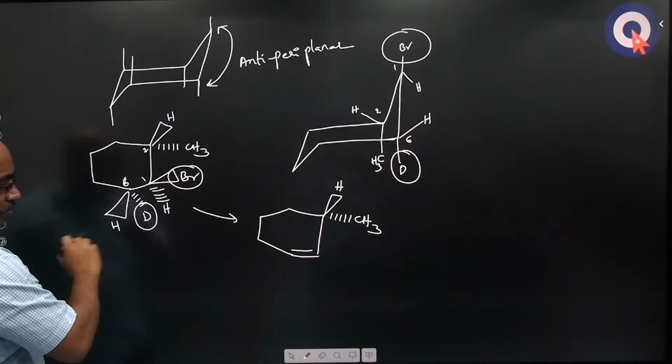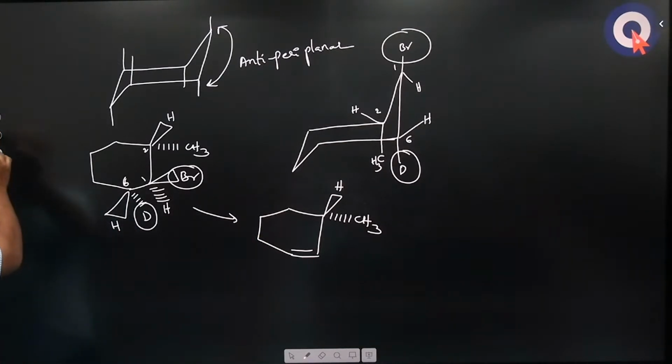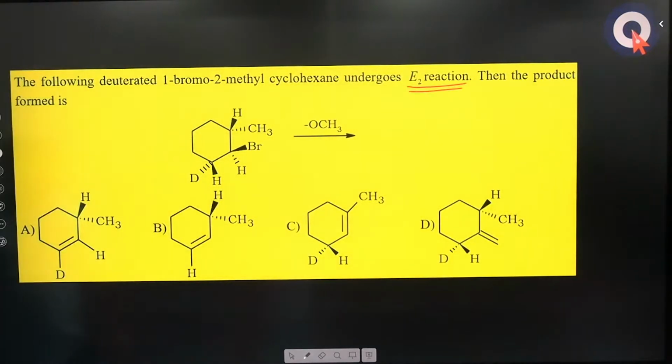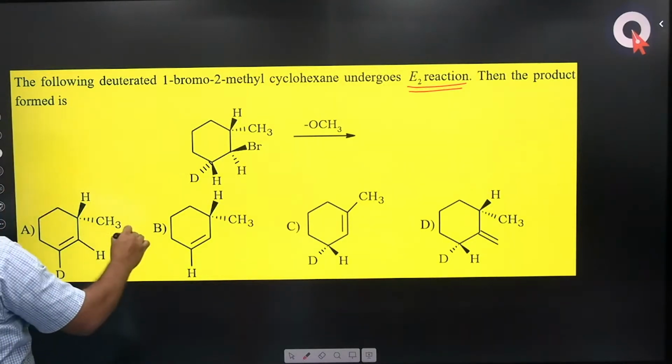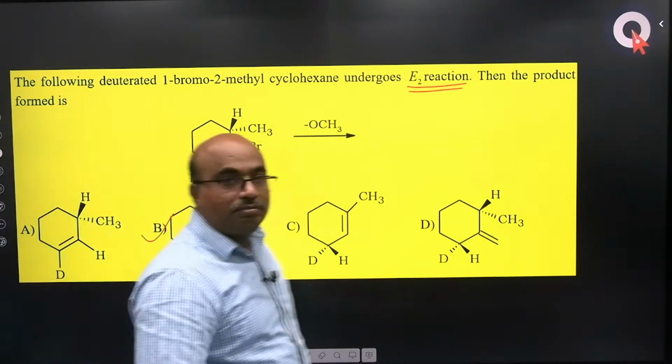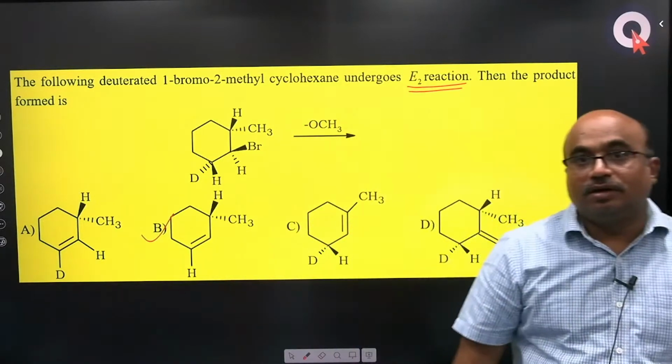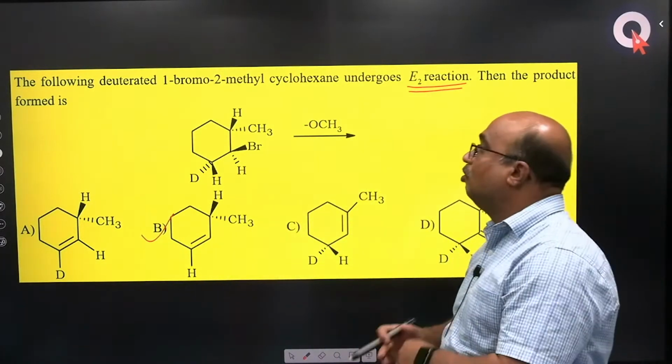So let us see what is given for us. CH3 and H will not be disturbed. H and CH3 are not disturbed. Deuterium is not existing. Hydrogen is existing here. So your answer will be nothing but this. Think clearly about this also.